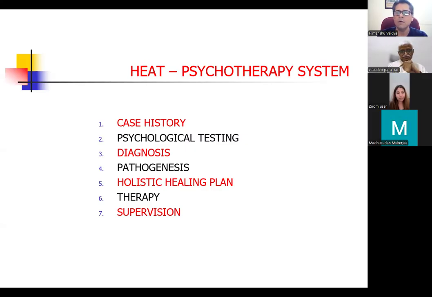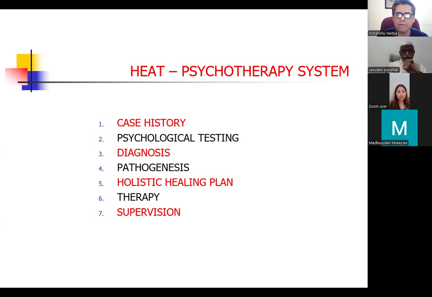Then we come to a holistic healing plan, that if this is the pathogenesis, how to heal it. And in that holistic healing plan, we can go for medication, for therapy, for yoga, for Reiki, for pranic healing, whatever we feel we are trying to do. And then one important part of it where we are involved is therapy. And there the question comes how to do therapy, which we call technique, which we'll do later.